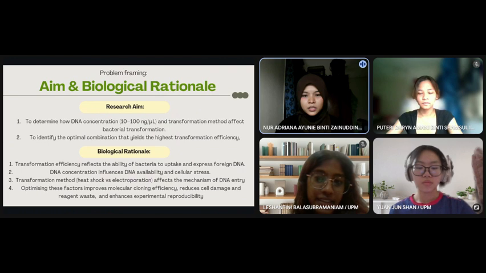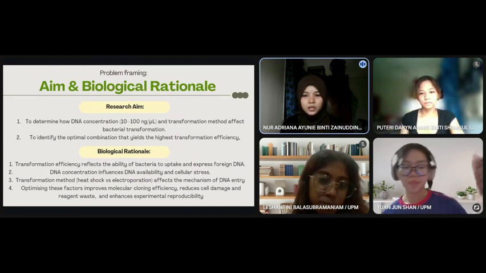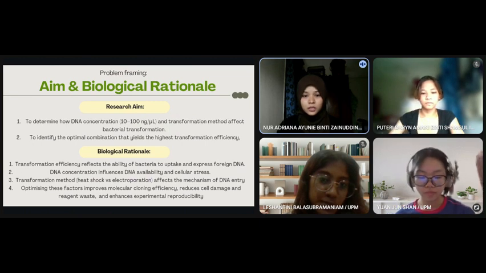So this is the research aim and the biological rationale of our study. The experiment has two main objectives. First, it aims to determine how different DNA concentrations from 10 to 100 nanograms per microliter, together with different transformation methods, influence bacterial transformation efficiency. Second is to identify the optimal combinations that yield the highest transformation efficiency.